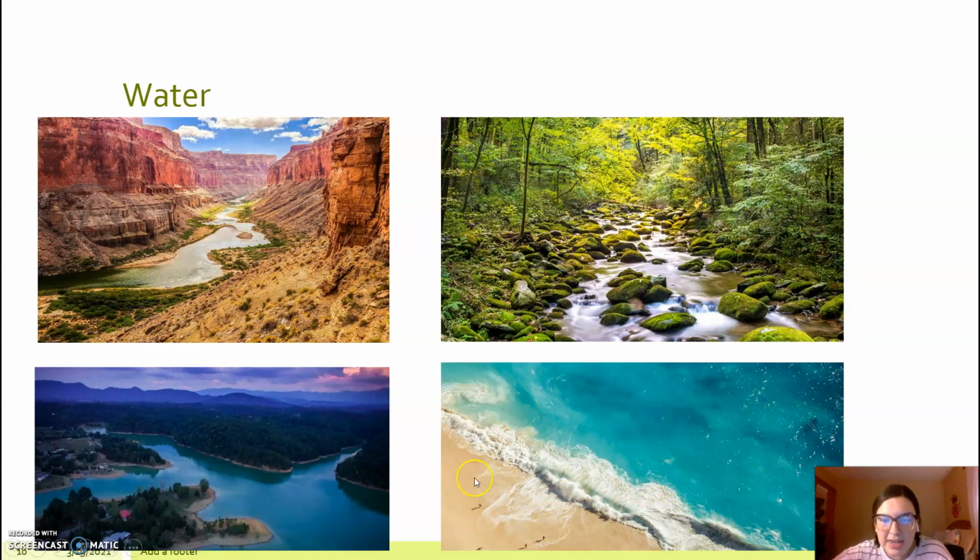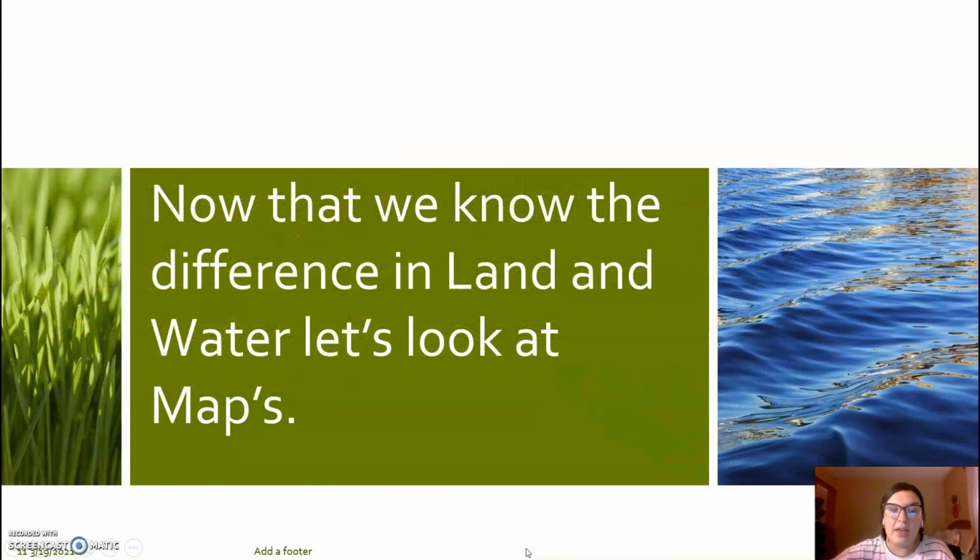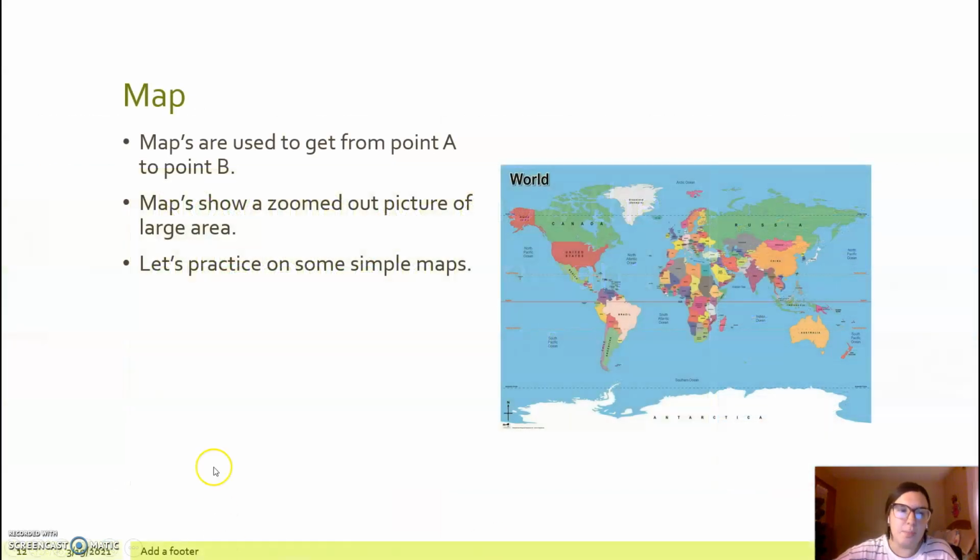And this is the beach. And here is the sand. And like in our state standard, it said that sand is an example of land. Now that we know about land and water, let's look at some maps.